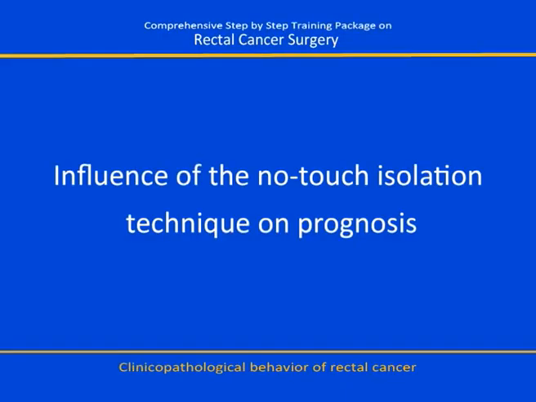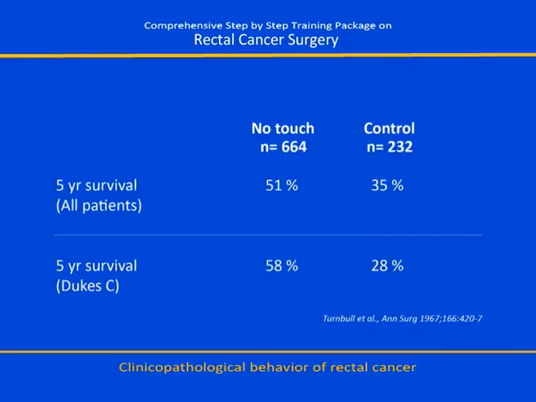Ihan will now talk about the influence of the no-touch isolation technique on prognosis. Securing lymphatic, vascular and luminal isolation of the involved segment of the bowel before any manipulation is known as the no-touch technique. When first described by Turnbull in 1967, this technique was shown to significantly improve the 5-year survival rates of colon cancers.